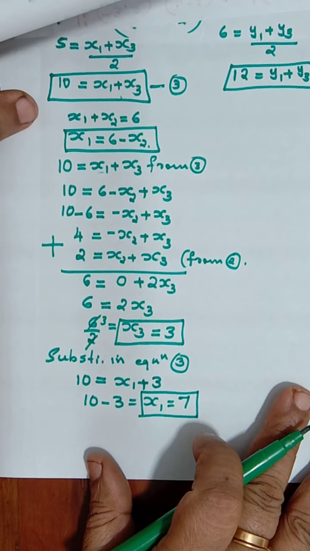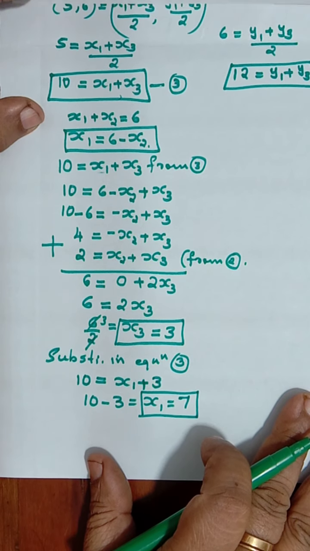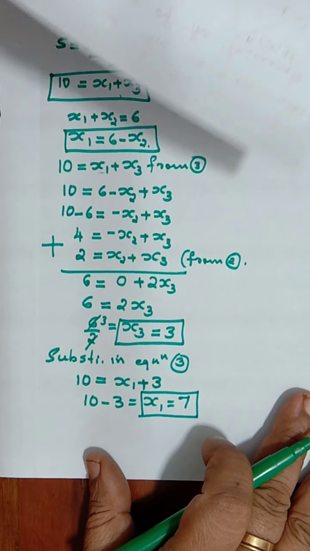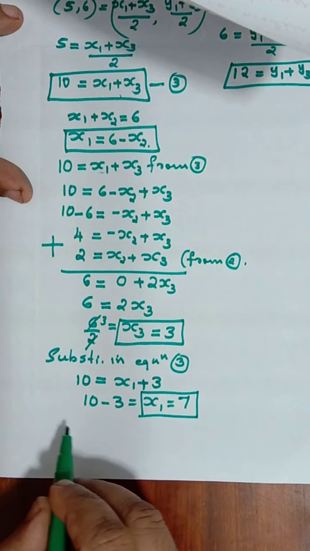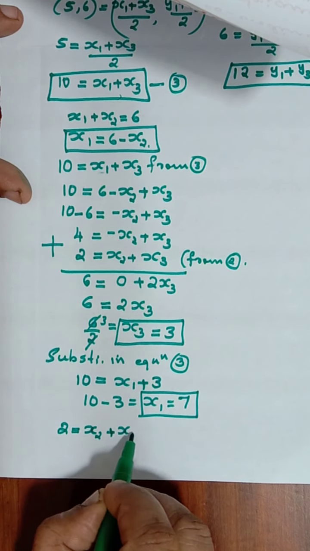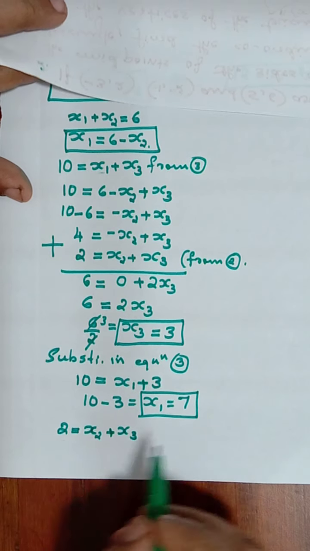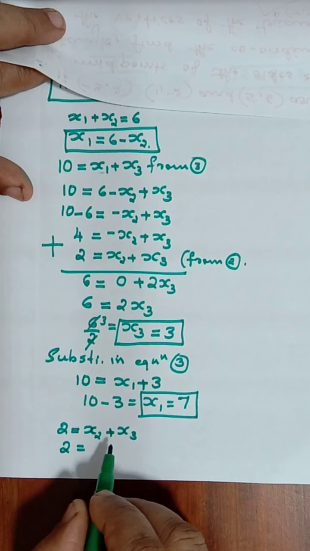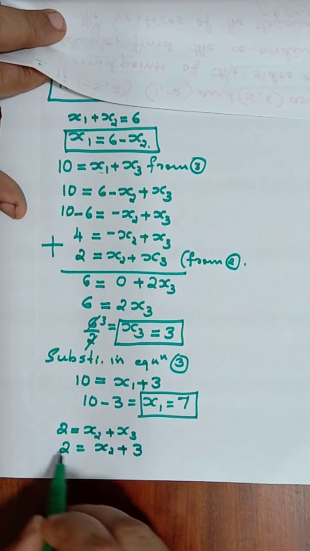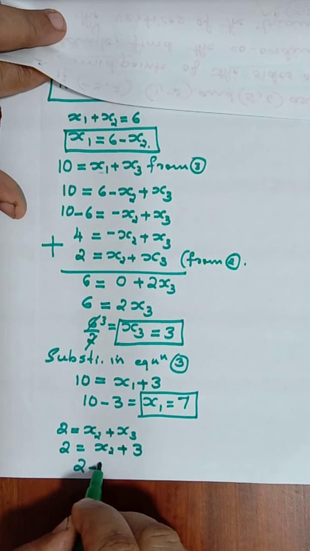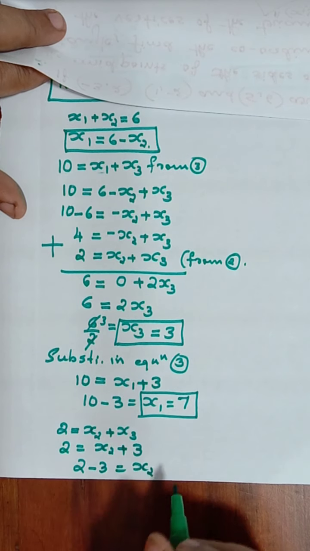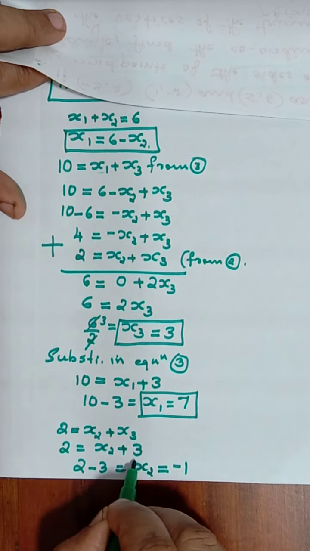Now we will find out what is x2. Which equation we will choose? For x2, here we have the second equation, 2 is equal to x2 plus x3. That is equation number 2. Let us substitute. 2 is equal to x2 plus x3 value 3. So 2 minus 3 comes, that's equal to x2. Therefore 2 minus 3 is equal to negative 1.